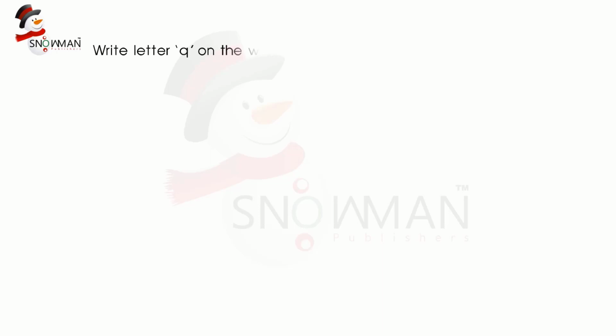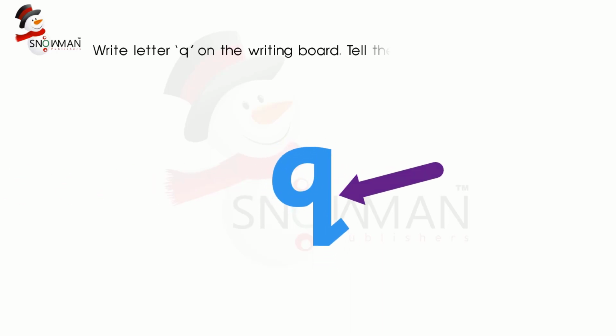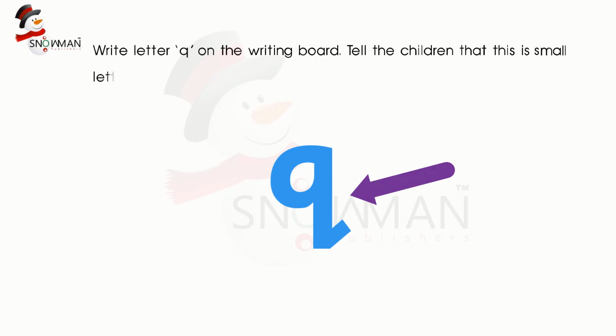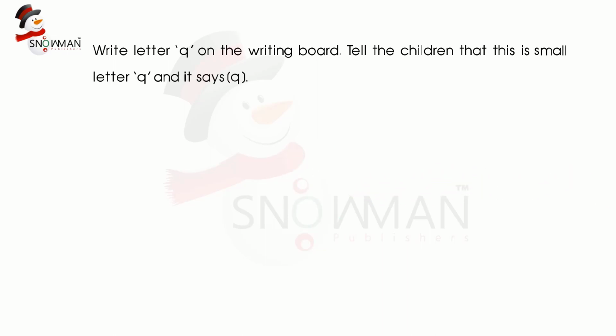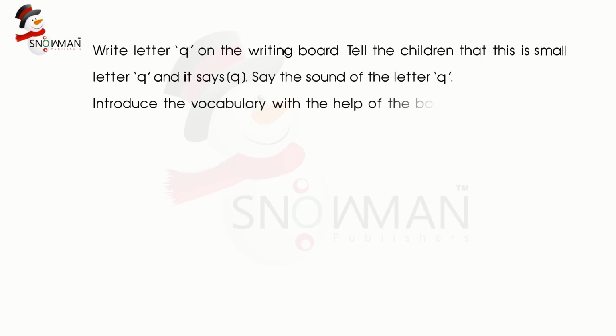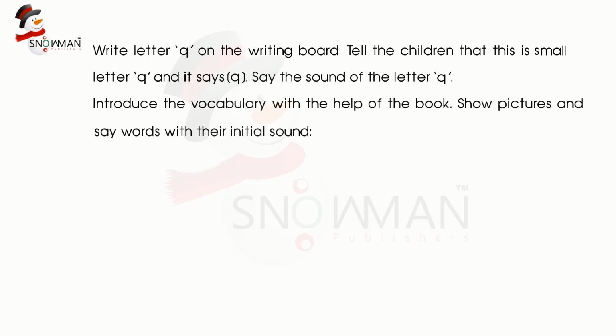Write the letter Q on the writing board. Tell the children that this is small letter Q and it says qua. Say the sound of the letter Q. Introduce the vocabulary with the help of the book. Show pictures and say words with their initial sound.